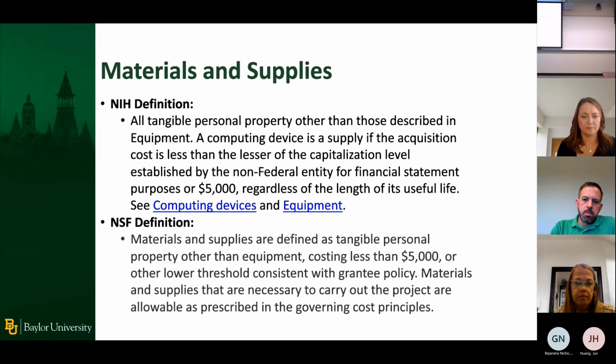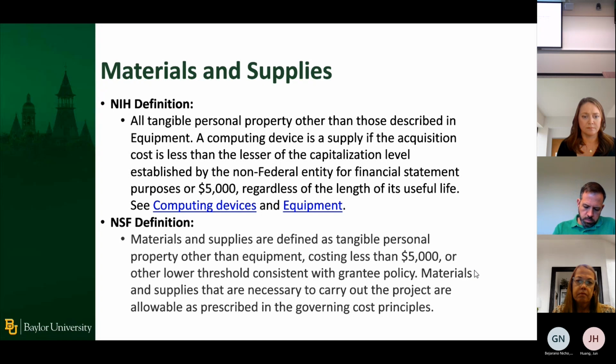Or maybe minor equipment, like if you need a specific hard drive, or if you can't borrow the cameras or microphones you need from the library, you may need to purchase those. So all of those types of things would go under the materials and supplies.